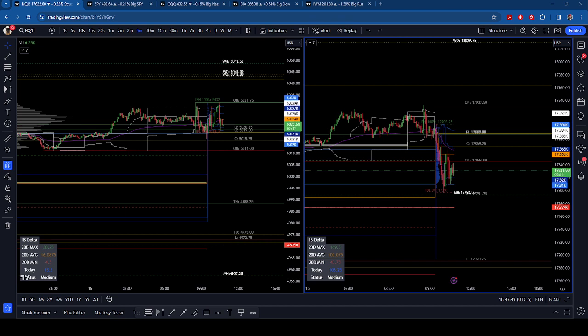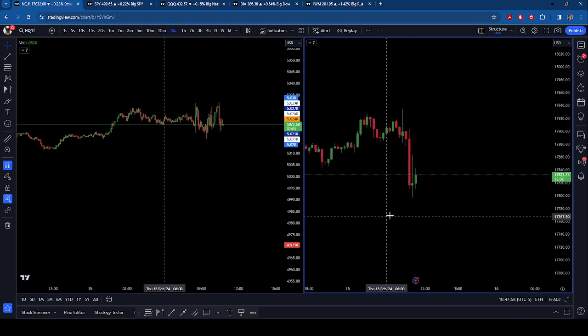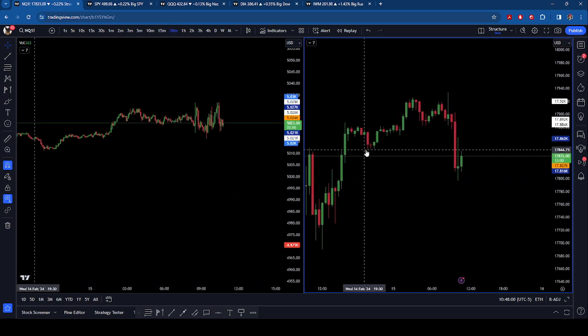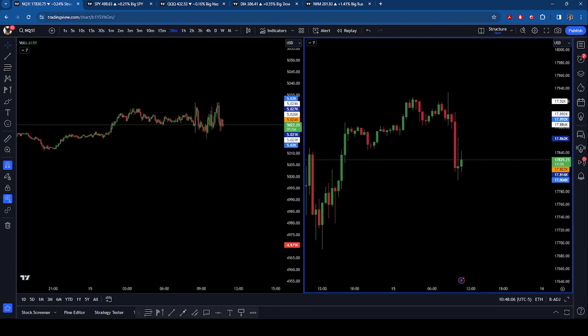Here's the ES on the left, NQ on the right. Let's make this a little bit clearer and go to a 30-minute chart on both of these. What have we seen so far? Here's the overnight low. The RTH crapped out below it. That's a simple stat that's pretty publicly posted everywhere. Now the NQ has a 20% probability of breaking the overnight high.